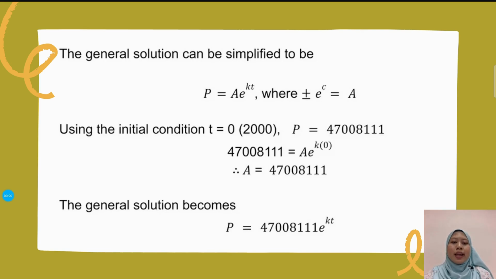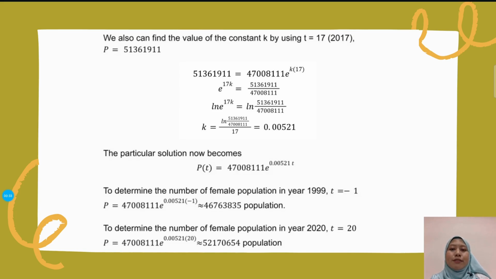By using the initial condition, t = 0, which is year 2000, P is 47,008,111. So we get A equals 47,008,111. Then the general solution becomes P = 47,008,111 e^(kt). We can also find the value of the constant k by using t = 17 in year 2017, where P equals 51,361,911, and we substitute into the equation.